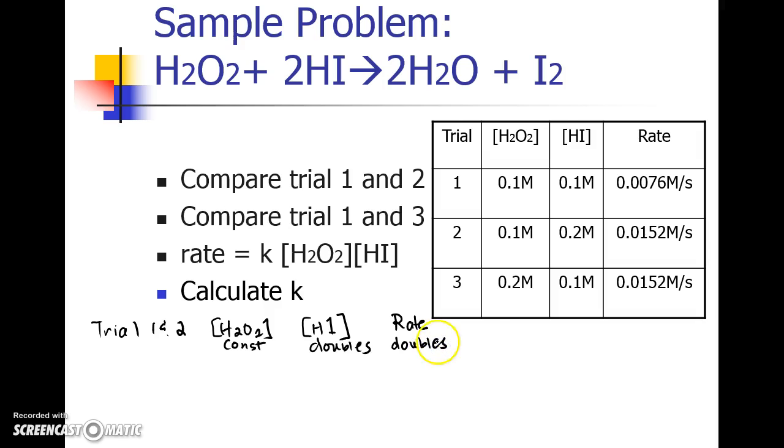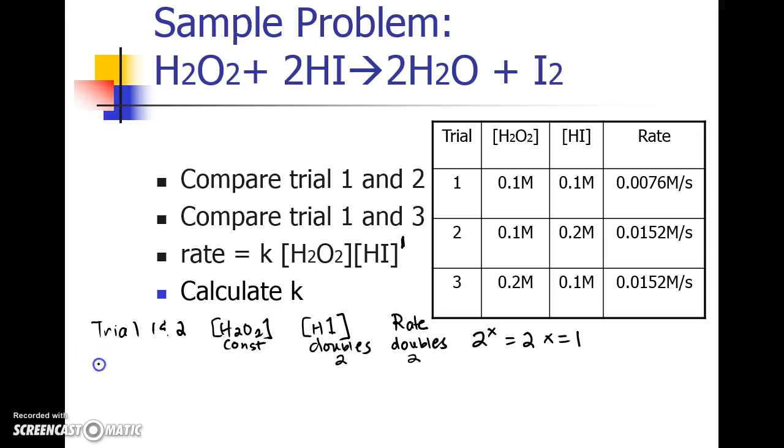So I can look at this and say, if this doubles and this doubles, I'm going to set up a little equation that says 2 to the x equals 2. X therefore equals 1, and I refer to this as being first order in HI. And notice here's my rate done, and I can go ahead and put a little 1 here. That's indicating that I know that it's first order in HI.